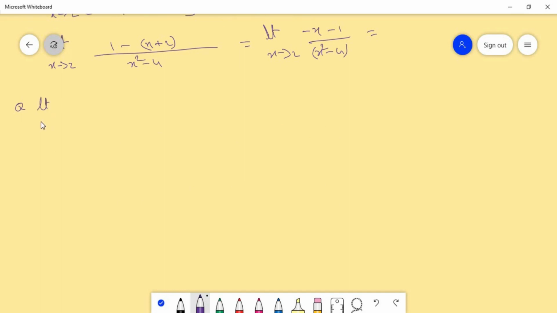Limit x tends to 0, (cos x)^(1/3) minus (cos x)^(1/2), whole divided by 1 minus cos square x. Then what to do here? This is (cos x)^(1/3) minus (cos x)^(1/2), whole divided by 1 minus cos square x. Then here see, limit x tends to 0.